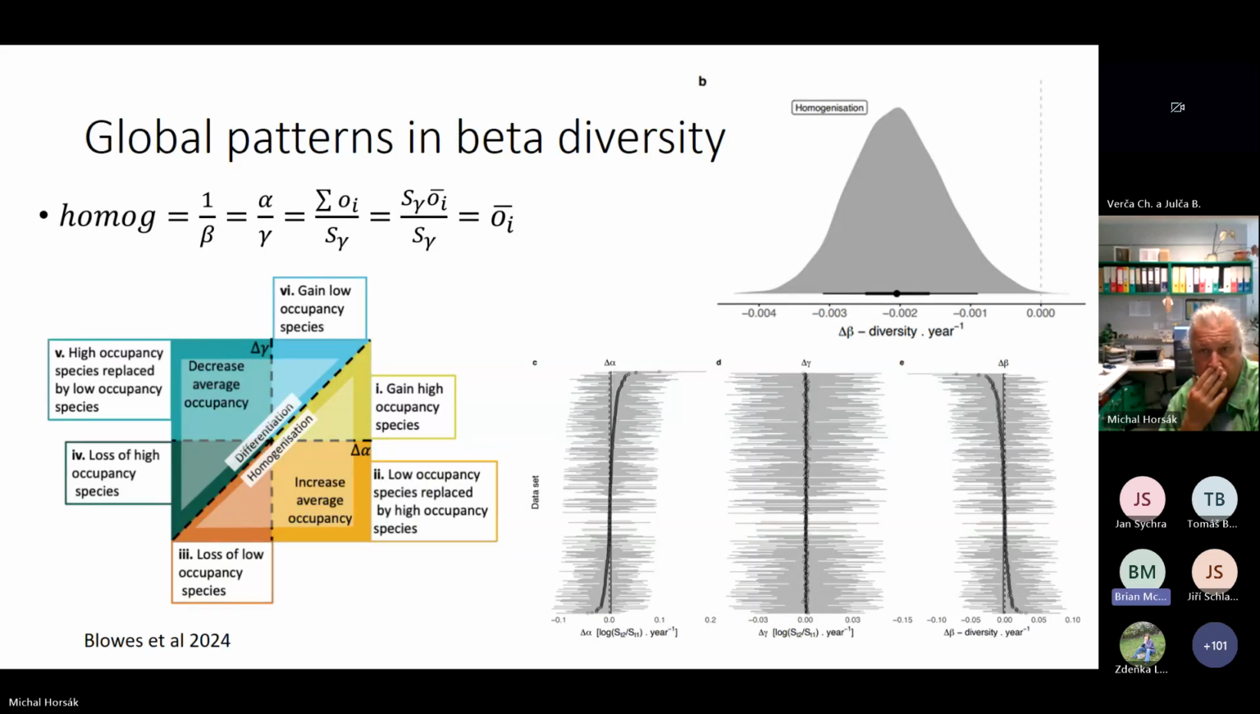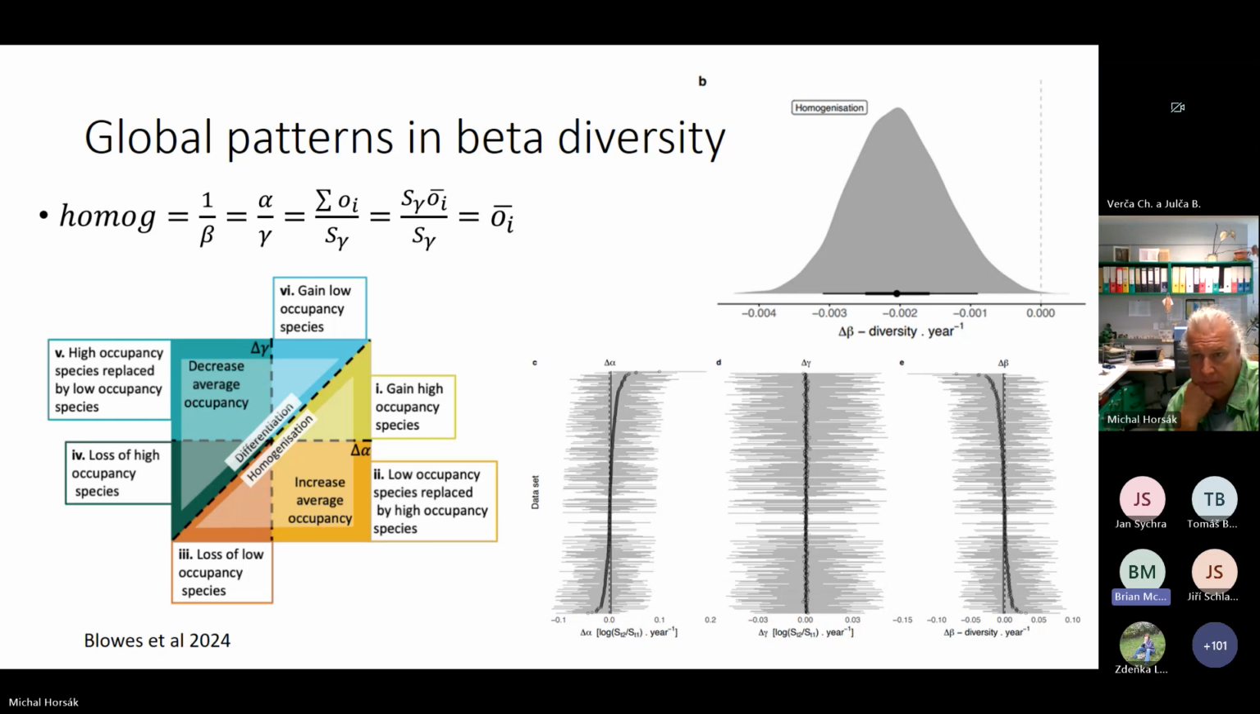I would suggest that there's perhaps some publication bias in the spatial beta diversity scale. This is a recent paper published. Actually, Sean Blows in the office next door to me is the lead author on this. Large meta-analysis, hundreds of data sets, looking at homogenization, a decrease in spatial beta diversity, versus heterogenization, which is an increase in spatial beta diversity. You can see that we found the average is a decrease in spatial beta diversity, but if you look at that top right figure, it's a very, very small decline.